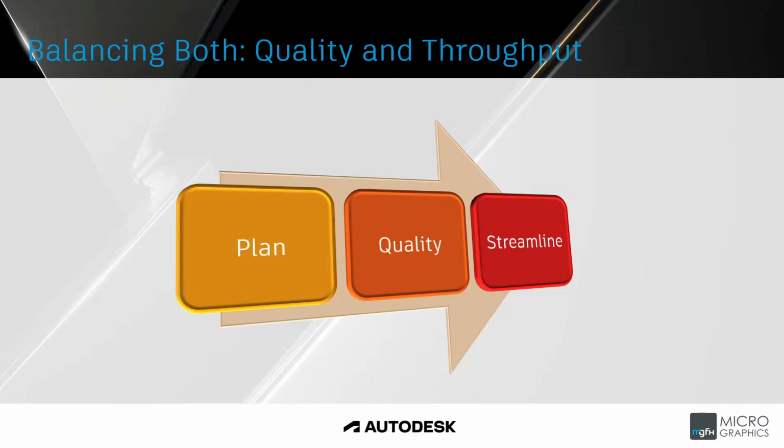Manufacturers can achieve design excellence and operational efficiency by leveraging Inventor simulation, automation, and reuse capabilities. Teams can deliver higher quality products quicker and more reliably, meeting modern production demands with confidence. Very important, you need to plan, get the quality, and then streamline your production.